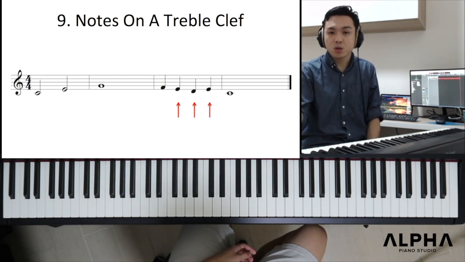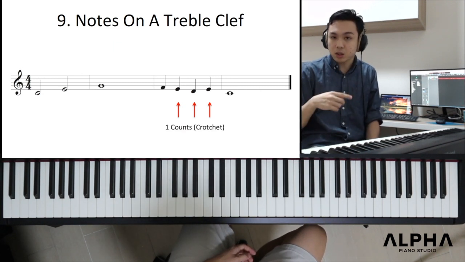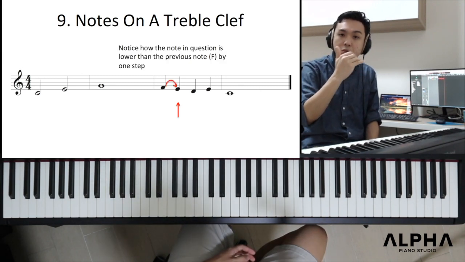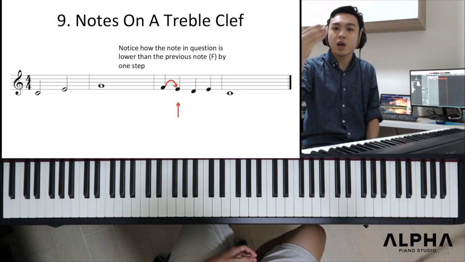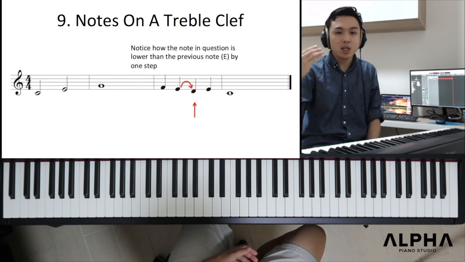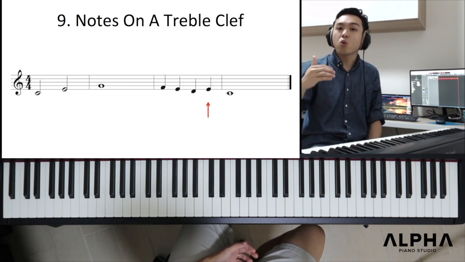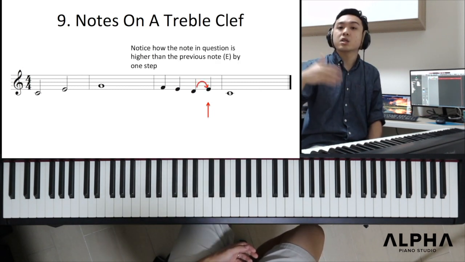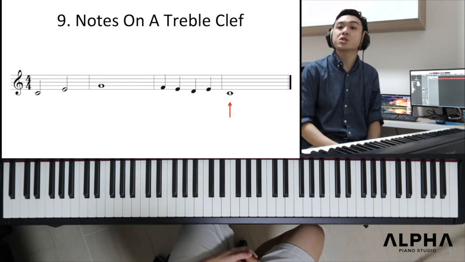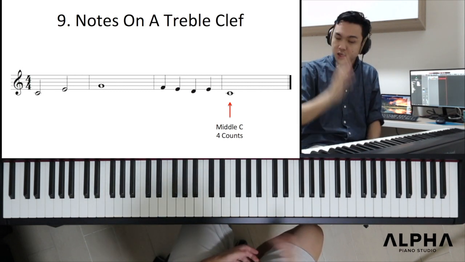Now if you look at the next 3 notes, you will also see that these are all 1 count notes because they are all shaded circles with a tail. And the next note after the F note, you notice, is just 1 step below F. So that's just 1 alphabet before F, and that's E. And the next note, same thing, 1 step below E, and that will be letter D. And the next note, you notice that it's just 1 step above letter D, so that is E. And the last note, it happens to be your point of reference, which is middle C, and it's for 4 counts. And you know that it's 4 counts because it's just a circle without any tail.